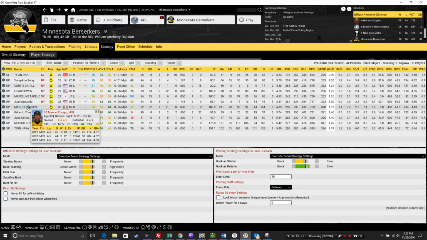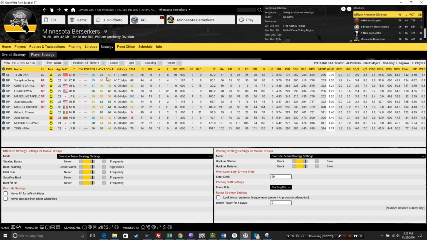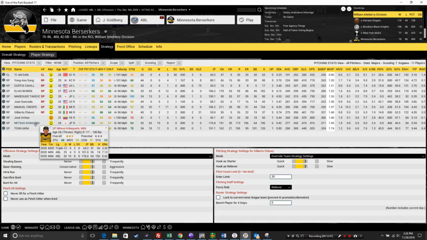Crespo, he's the other starting pitcher. 1.37 WHIP. I would probably leave that as average for pulling. Starting pitcher. Go back to the screen here. Chavez, the other middle reliever. Not very high stamina, as you can see. I'd leave him like that, and probably leave that as 20. Relief. And again, back so I can see the screen.